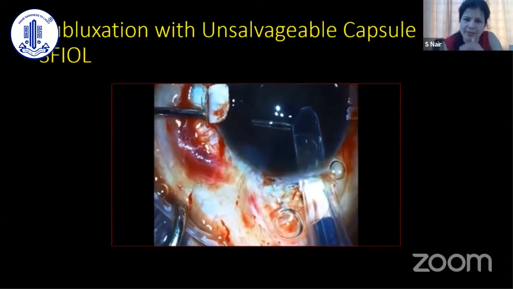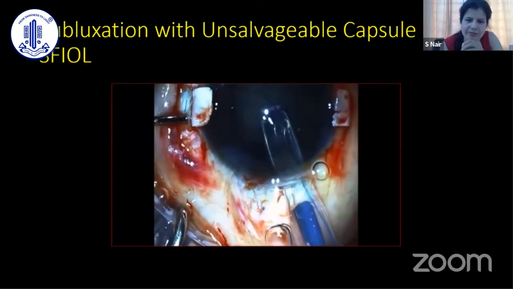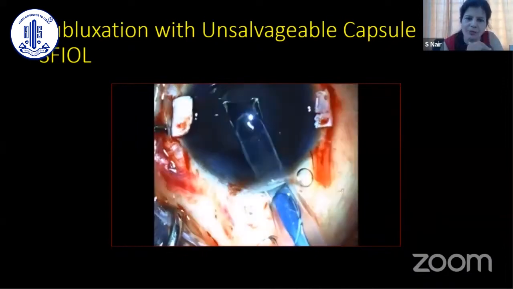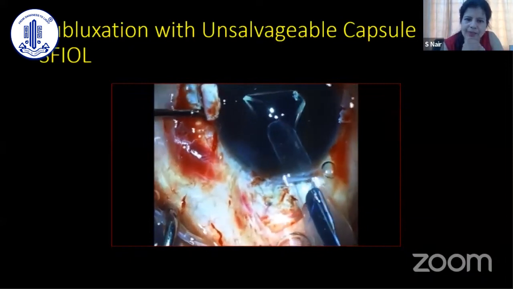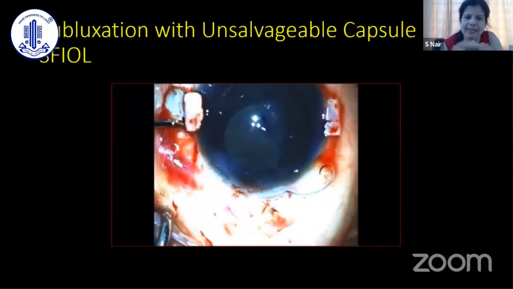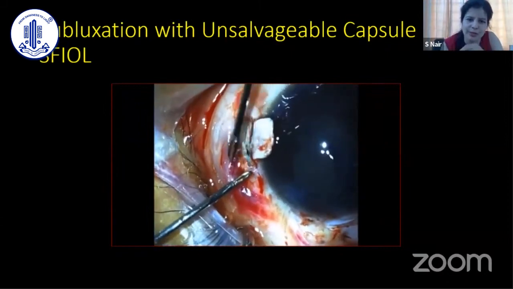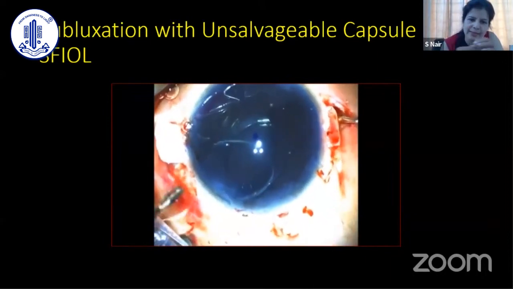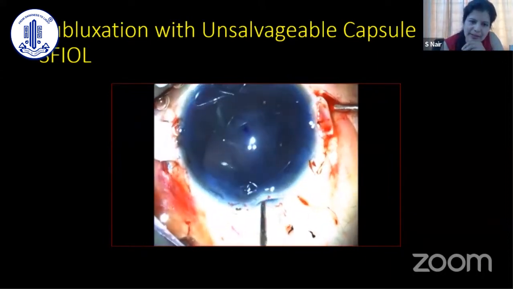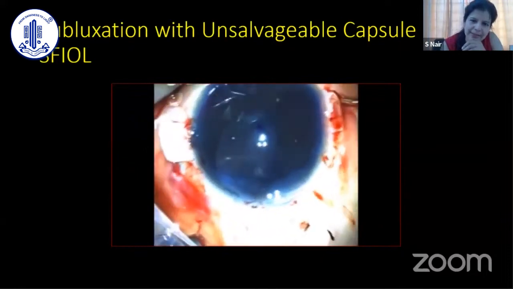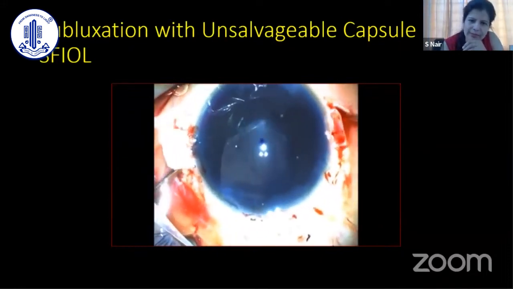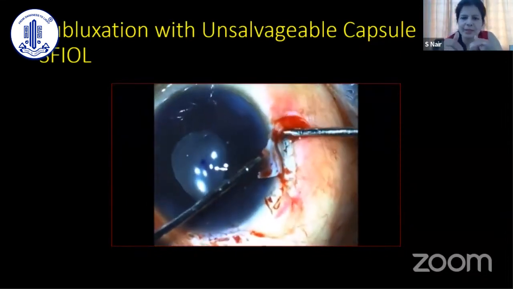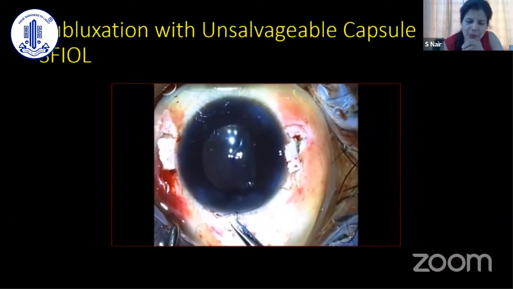So I use an end grasping forceps, and this is a 3-piece foldable intraocular lens that is going to play the role of a scleral fixated IOL. Once the first haptic is grasped and slowly brought out through the first tunnel, it is put inside the small scleral aperture that is made. Then the second haptic is passed on to the end gripping forceps, and again brought out to the second tunnel and inserted into the scleral port.